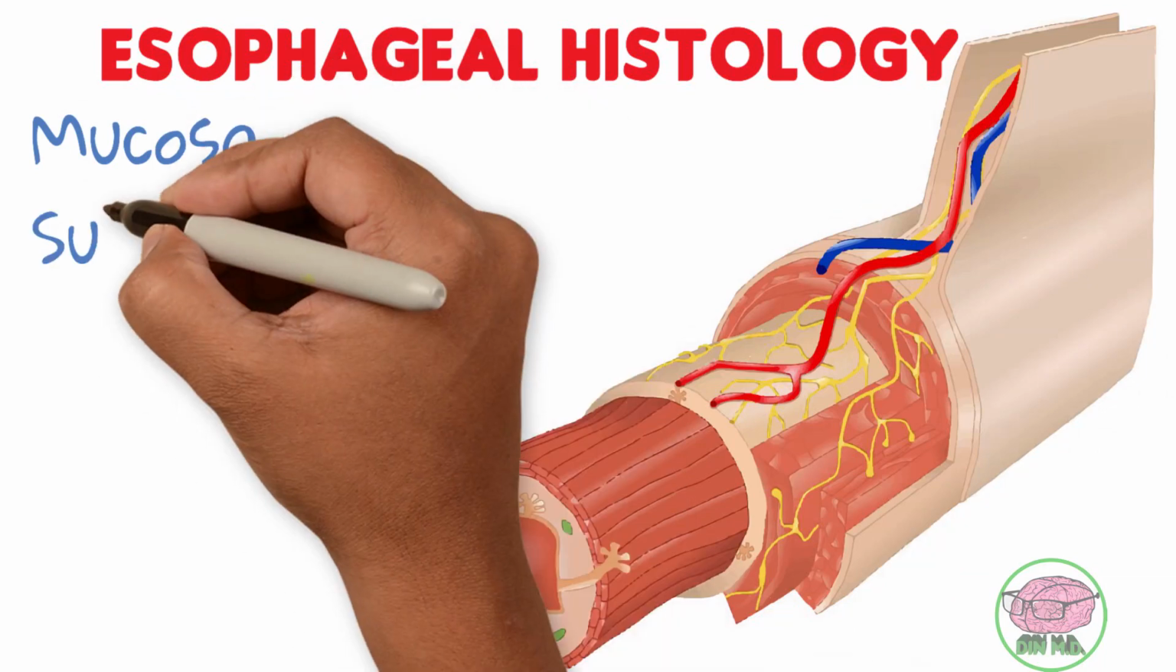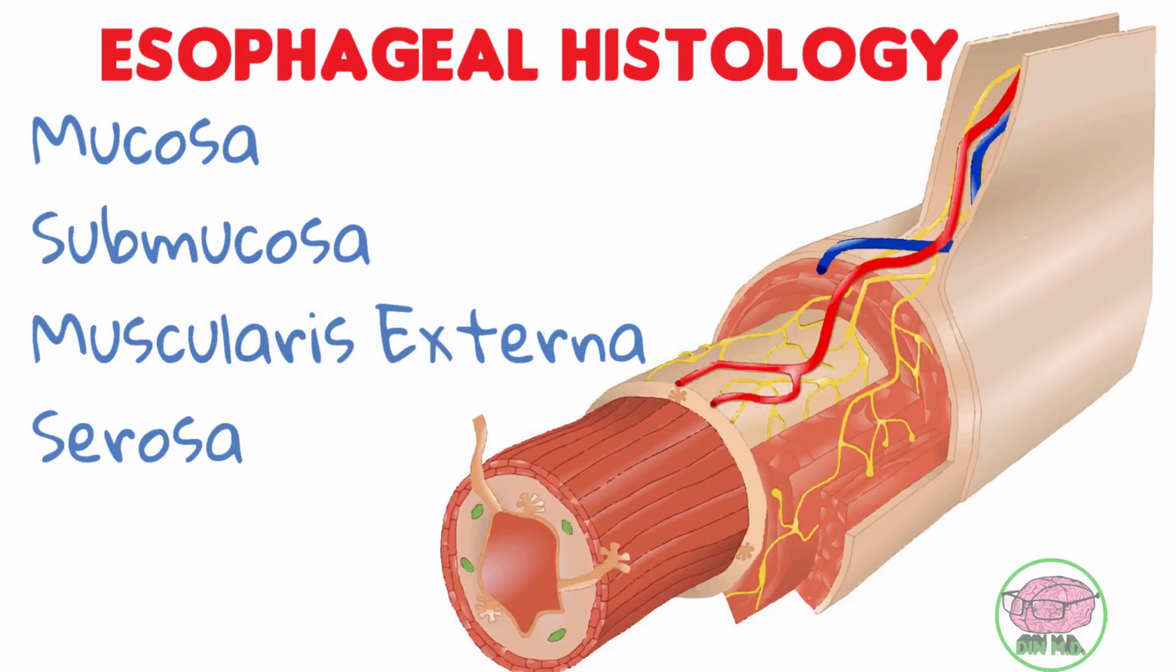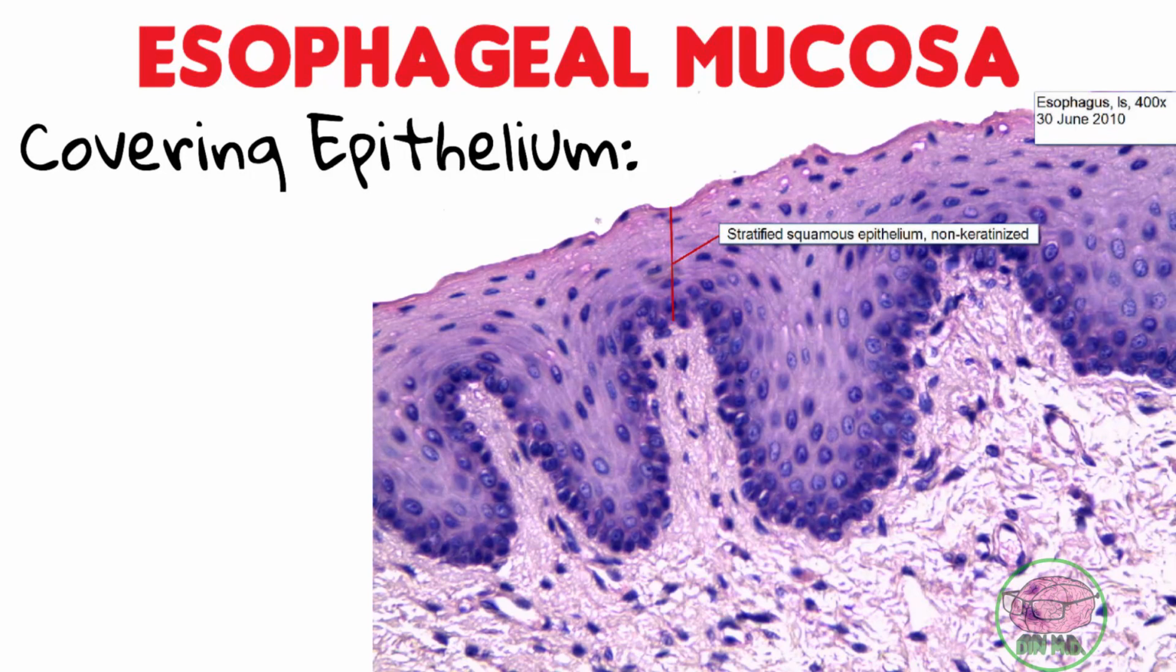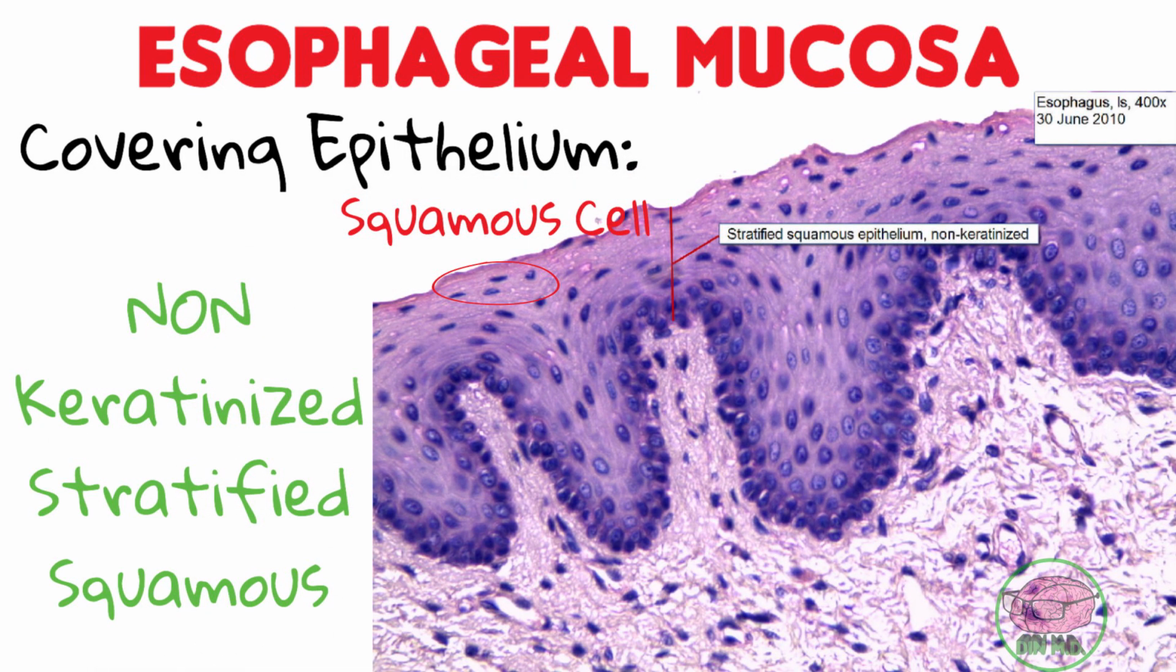The esophagus is the first part of the gastrointestinal tract that possesses all of these four characteristic layers. We'll begin talking about the first layer, the esophageal mucosa. The covering epithelium of the mucosa is a non-keratinized stratified squamous epithelium.